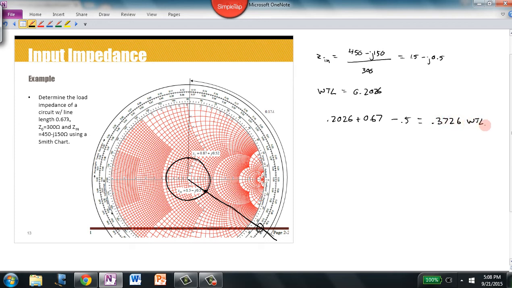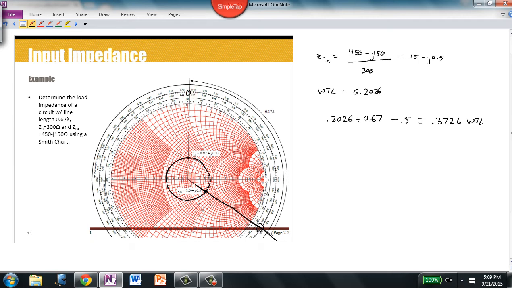So what I then do is I go from this point, and remember, since I'm doing WTL, I need to rotate counterclockwise. I rotate counterclockwise a total distance in this direction, which is a rotation of 0.17 lambda, and that gets me to my point, 0.326 lambda. That's right here. I'm reading it off the inner scale.